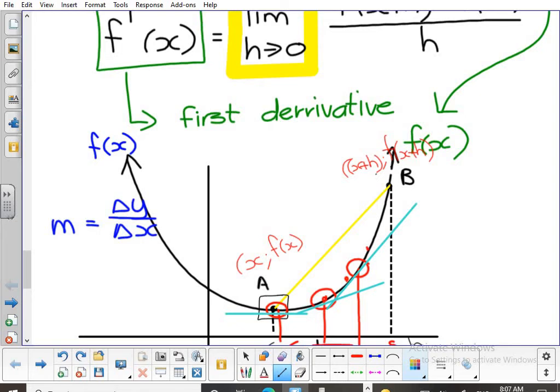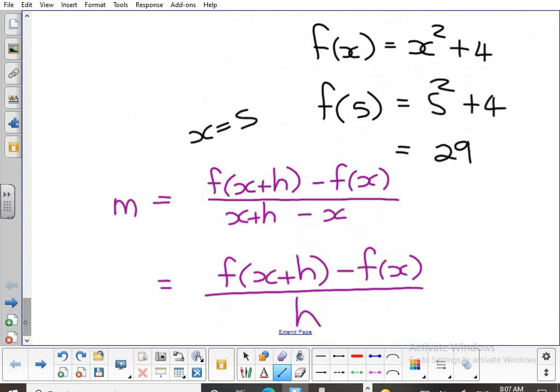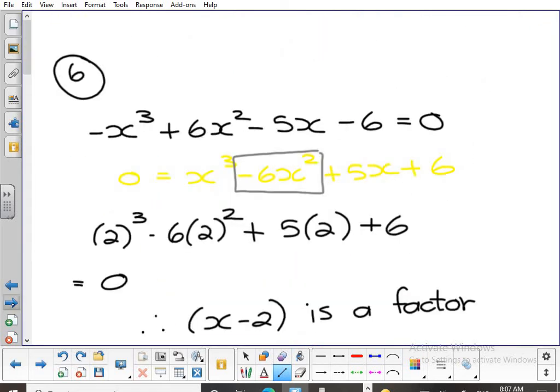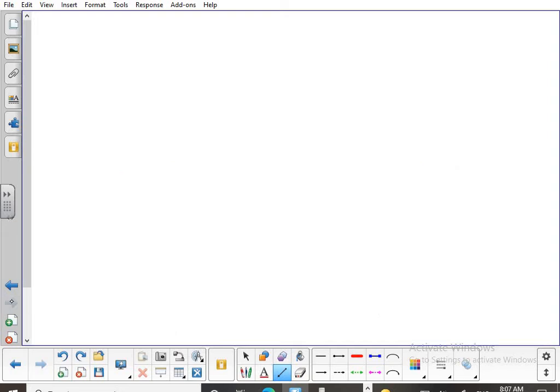Okay, so let's do a first principle. So that's where I want to start today. So, ladies and gentlemen, first principles. When do I do this? Only if they ask you to do it. Okay? Otherwise, you use the short method. So the question would be, by making use of first principles, please find the derivative of. Okay, so let me give you an example.